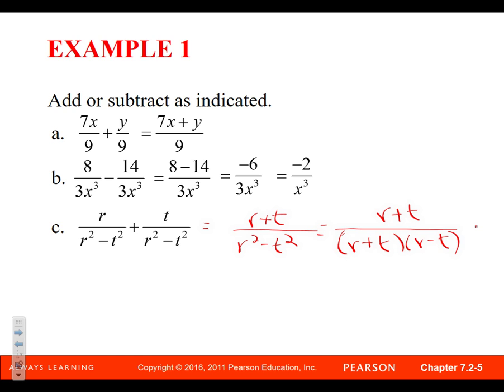Do you see it? And we can simplify this one here. So we just end up with 1 over r minus t.